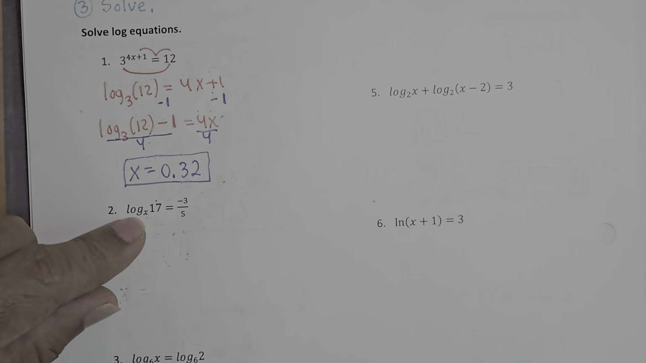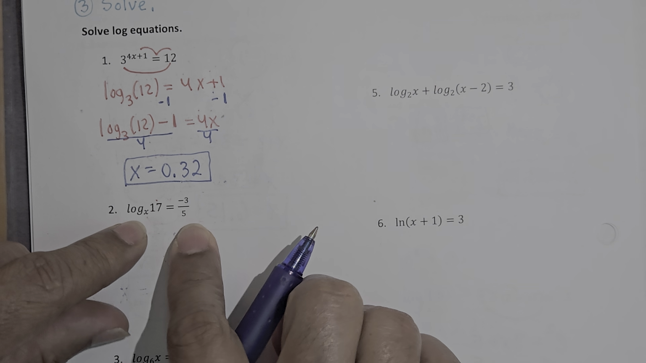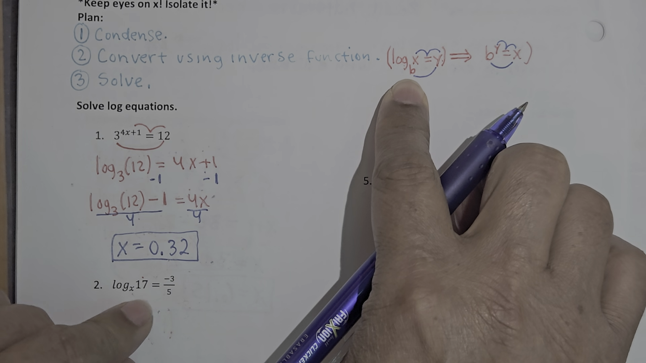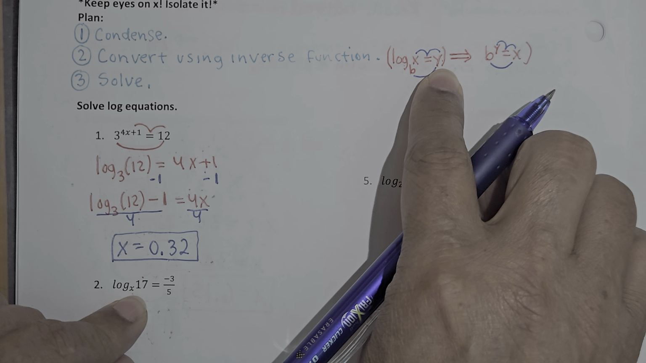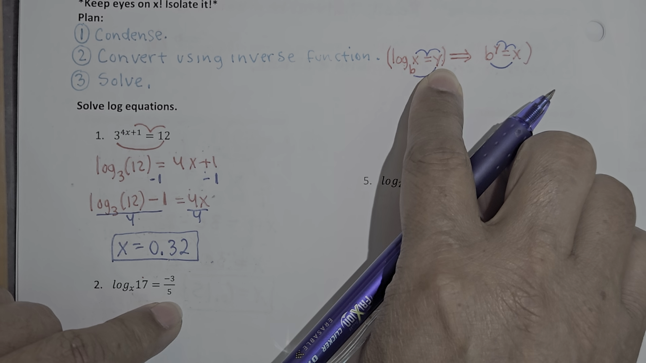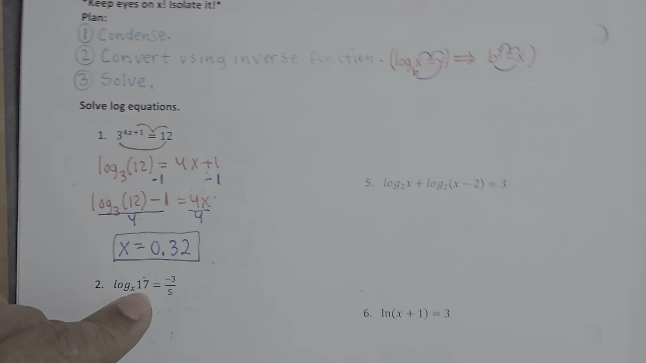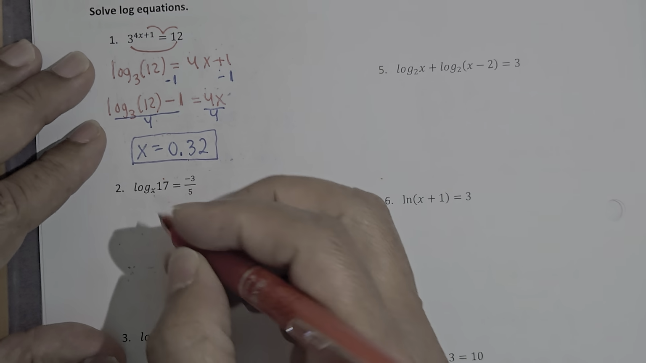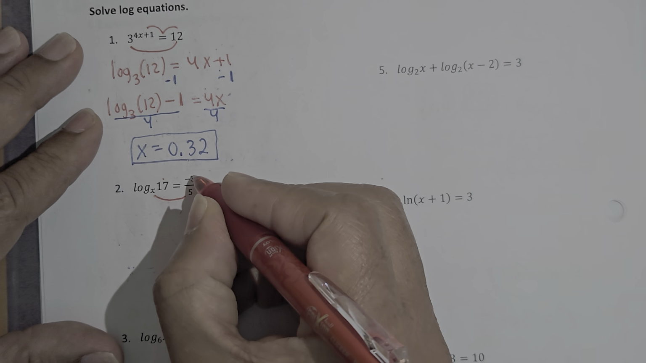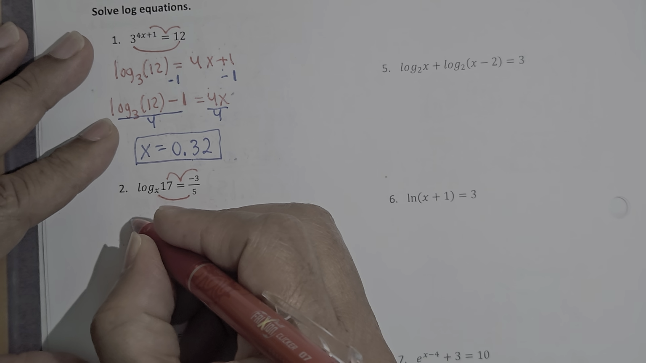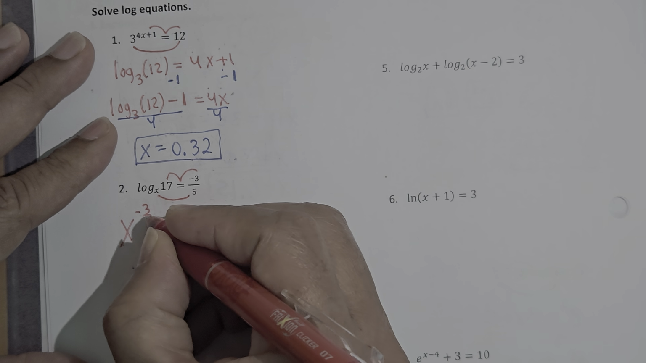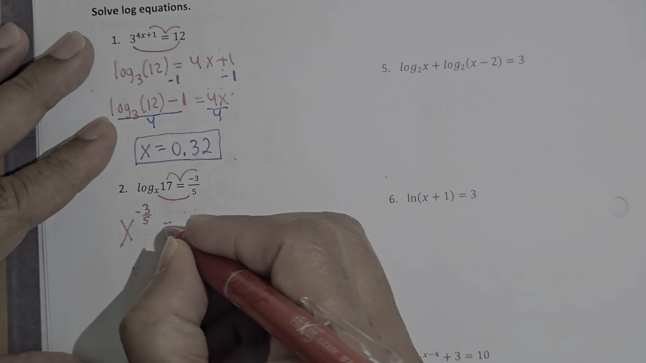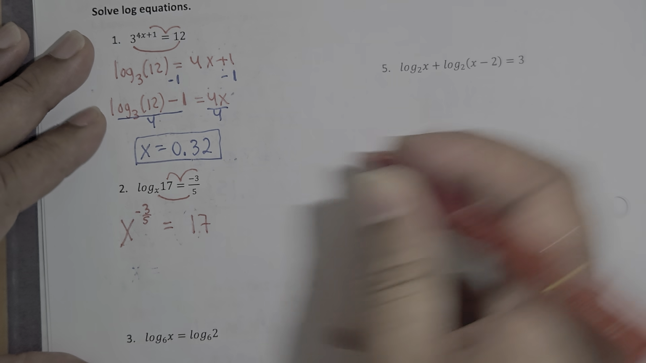All right, the next example. So now notice we're going from logarithmic to exponential. So we're doing this. We take the base of the logarithmic, we raise it to the power of y. So in this case, it's going to be negative 3 over 5. And we set it equal to x, which is the number 17. So then I'm going to take the base of this log, raise it to this power, and set it equal to 17. So this is what I just said. x to the negative 3/5 power is equal to the number 17.